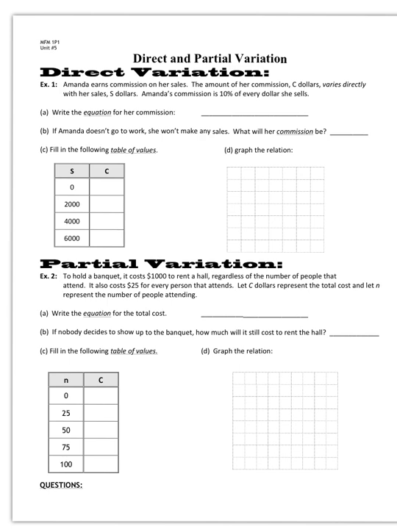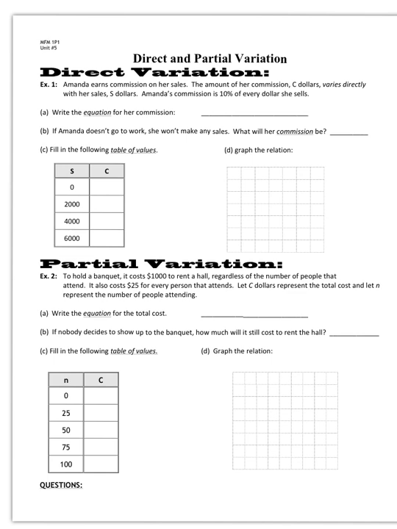So we have Amanda earns commission on her sales. Commission is when you sell something in the store or wherever you're working, and they pay you a little bit extra for making those sales. The amount of her commission is C dollars. It varies directly with S dollars. So her commission is 10% for every dollar she sells. So we're going to write an equation.